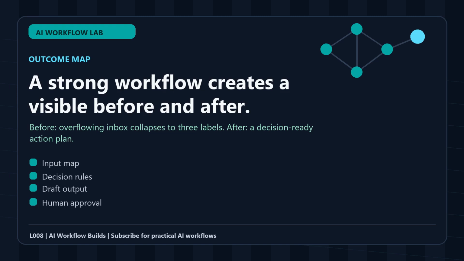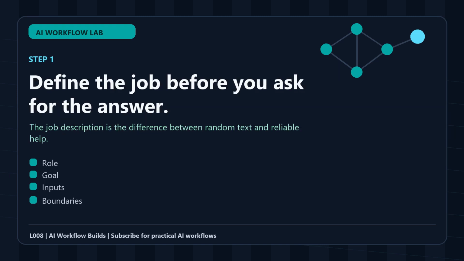Step 1 is the job description. Do not start with, "Help me with this." Start with the role, the goal, the available inputs, and the boundary. For this topic, the role is not general assistant. The role is workflow operator. The goal is, build an email triage and reply draft system with human approval. The available inputs might include notes, links, transcripts, tool lists, examples, deadlines, constraints, budget, and your preferred output format.